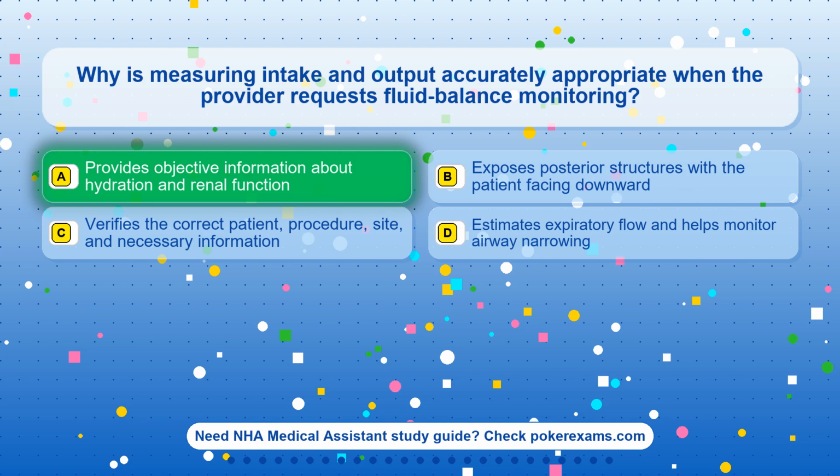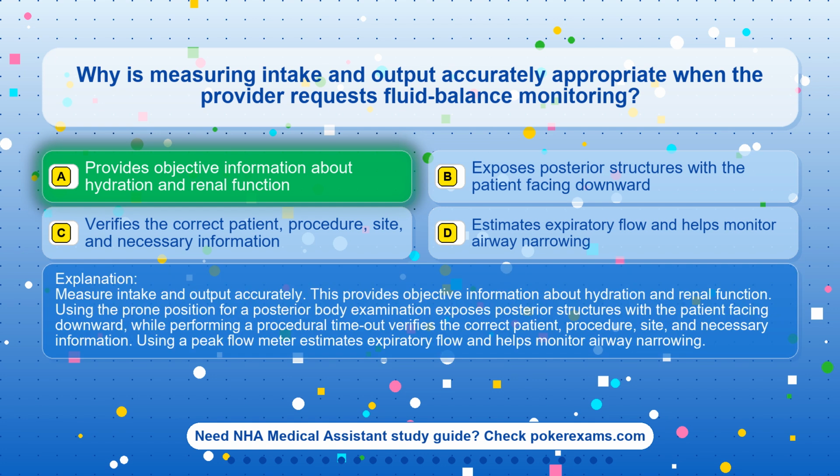The correct answer is option A, provides objective information about hydration and renal function. Measure intake and output accurately. This provides objective information about hydration and renal function. Using the prone position for a posterior body examination exposes posterior structures with the patient facing downward, while performing a procedural time-out verifies the correct patient, procedure, site, and necessary information. Using a peak flow meter estimates expiratory flow and helps monitor airway narrowing.